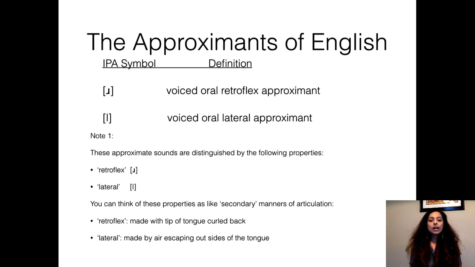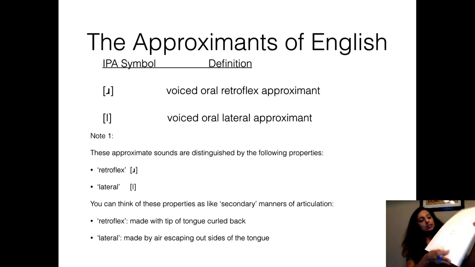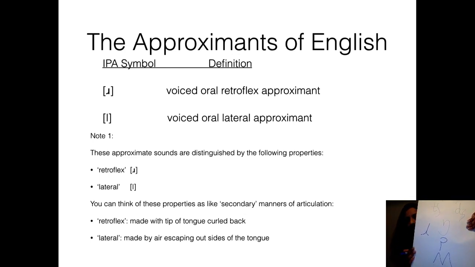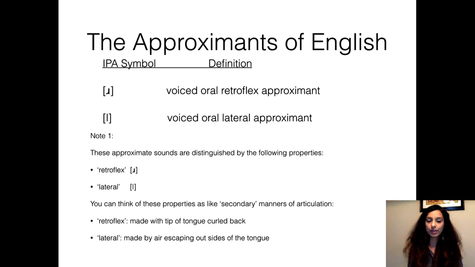There are also a couple of other approximants that have a different kind of place of articulation, but we didn't see them under place of articulation because there is only one sound that is created with this place of articulation. So we will just treat them as isolated instances in the English language. The first one is the upside down R symbol. So it is written like that. It's the upside down R symbol. And this is the voiced oral retroflex approximant.